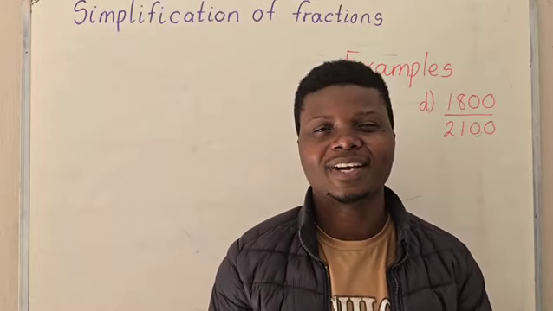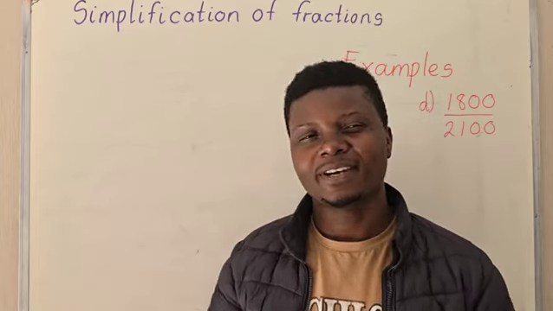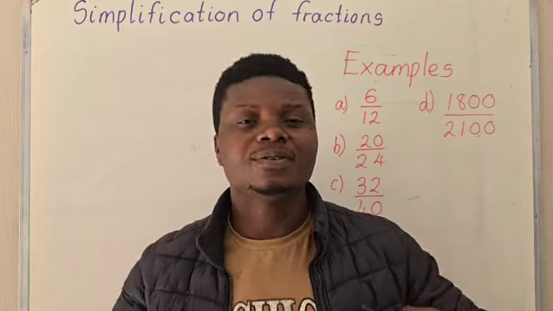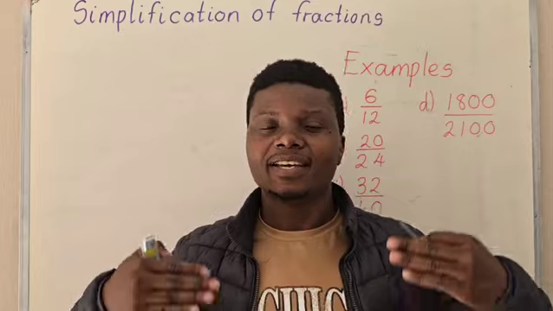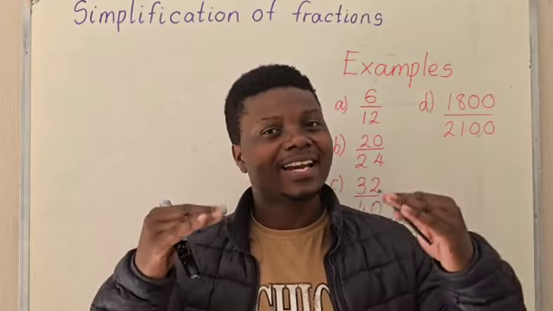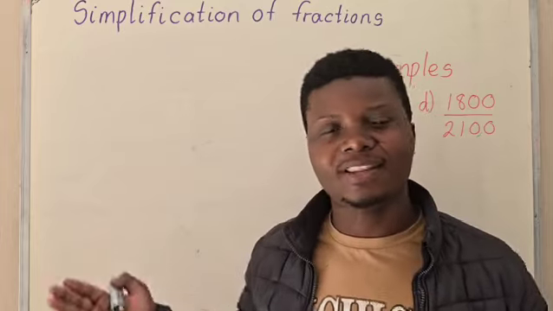In this video, we want to learn how to simplify fractions. So how do we simplify fractions? All you need to know is to find the highest common factor of the numerator and the denominator. Keep dividing the numerator and the denominator by their highest common factor until there are no more other factors.